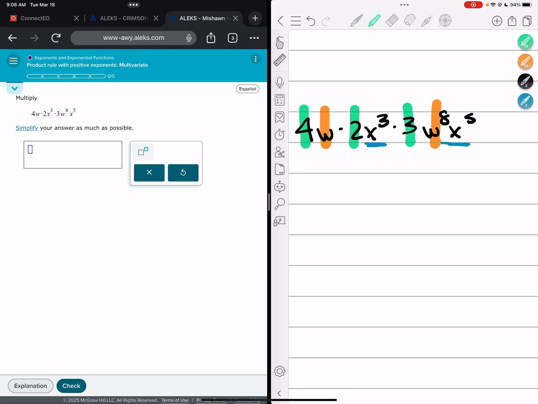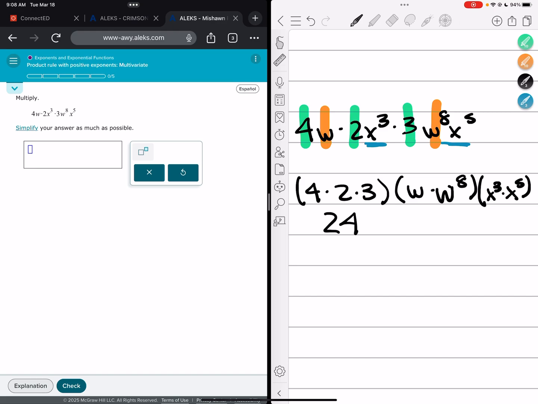Oop, I also have the number 3. This means that I'm going to go 4 times 2 times 3. Then I'm going to go w times w to the 8th times x cubed times x to the 5th, like this. So 4 times 2 times 3 gets me 24.